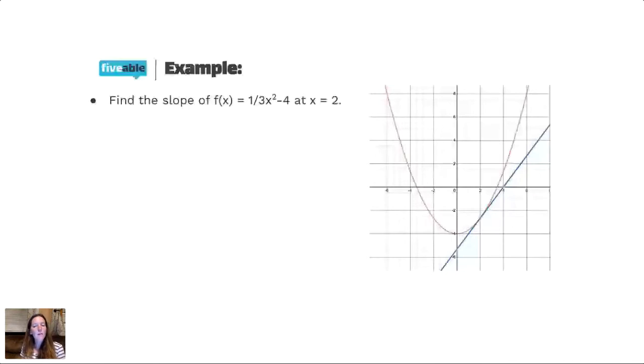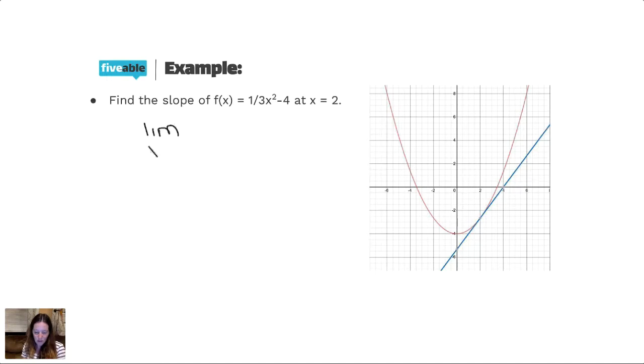So here's an example. We're going to find the slope of the function f of x equals 1/3 x squared minus 4 at the point x equals 2. I've drawn this picture in here. There's my parabola, 1/3 x squared minus 4. And I want to find the slope of that function at x equals 2. So basically what I want is that rate of change right there at that one point, the slope of the tangent line. So what we're going to do is use that limit definition that we just talked about.